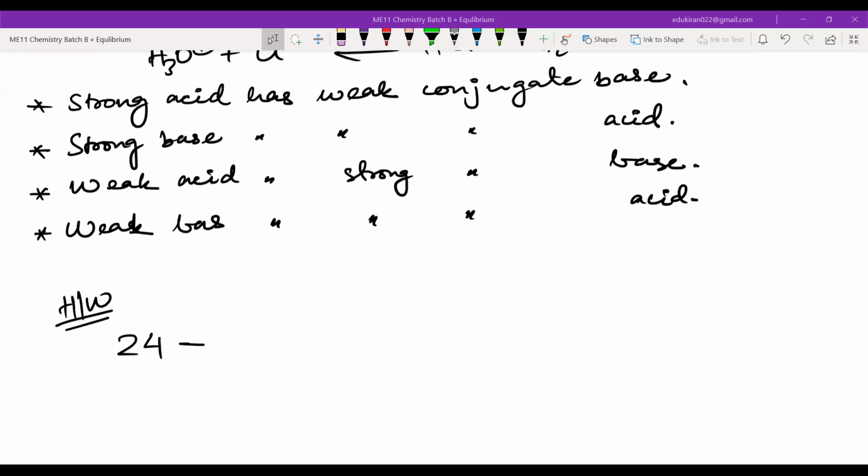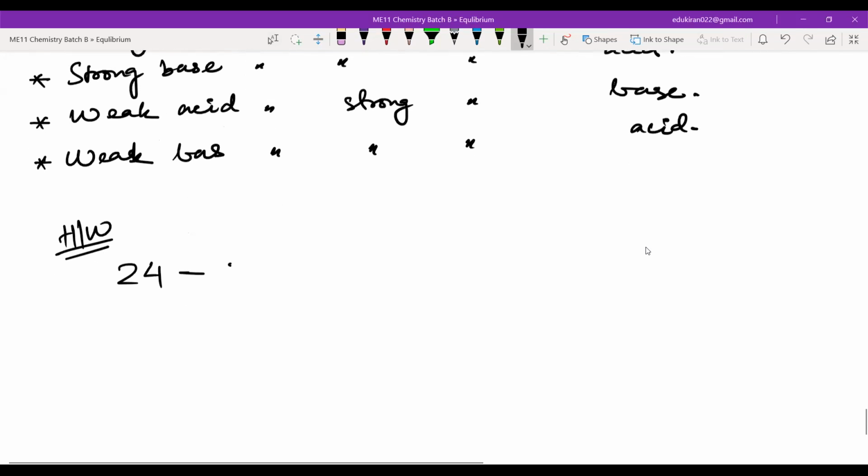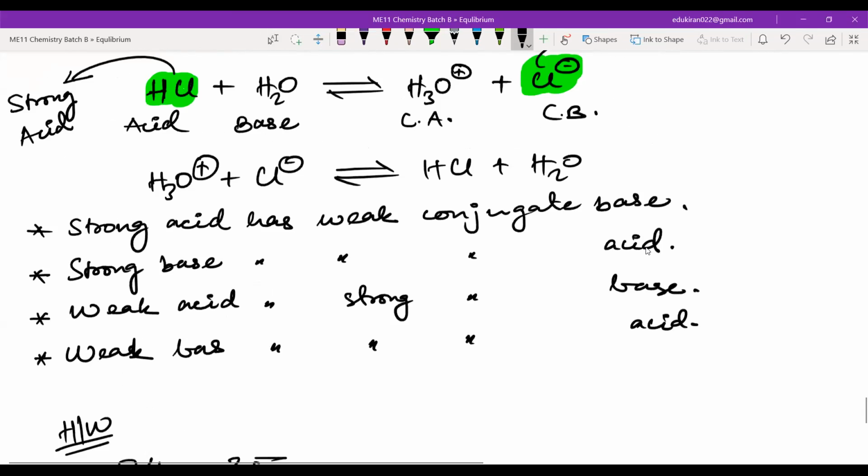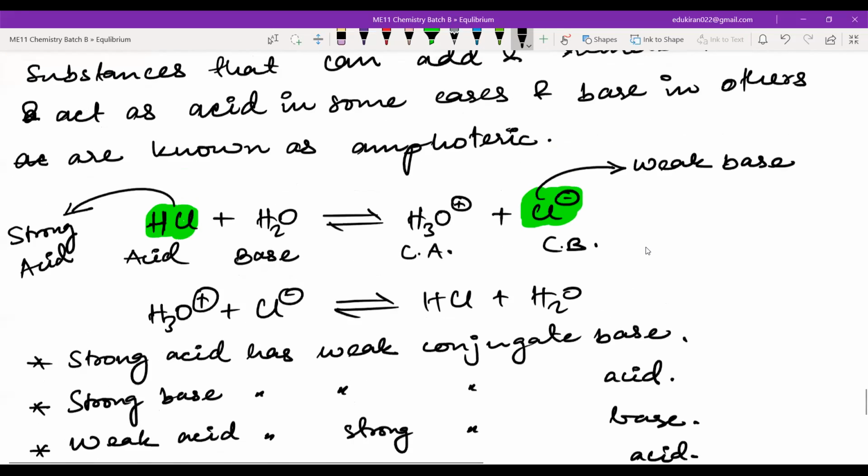Fine, 27, 28, 29, 30. And till 39 you can do. 35 तक तो कर लीजिए, 36 तक नहीं, 36 मत कीजिएगा बस. हाँ, 35 तक हो जाएगा आप लोगों से. 24 to 35. Okay, 24 to 35. 36 नहीं करना है अभी. 37, 38, 39 तो हमने कर ही दिया है ना.